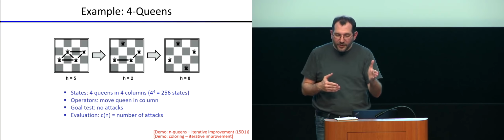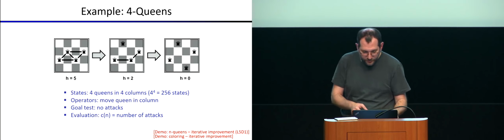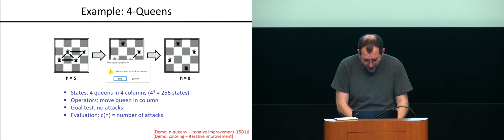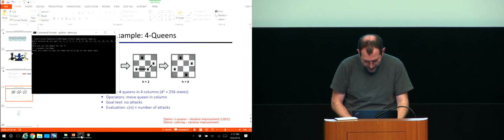And then the function you would use to count the number of constraints violated might be the number of attacks. So that's it. Like, that's the whole algorithm. Let's see it run twice. Here it is running with n queens.